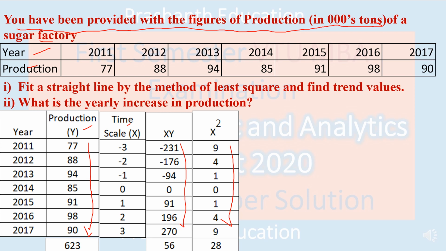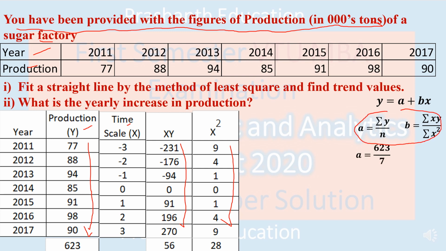Now we know the straight line method, y is equal to a plus bx. So a is the intercept, b is the slope, we tell. A value can be found by sigma y by n. B value can be found by sigma xy divided by sigma x square. This you have to remember, the formula. That's more than enough. So a is equal to sigma y by n, b is equal to sigma xy divided by sigma x square. Already we have calculated the values.